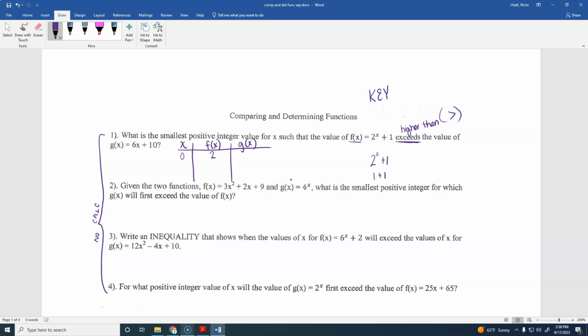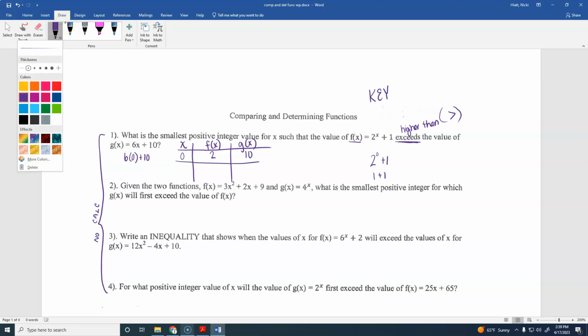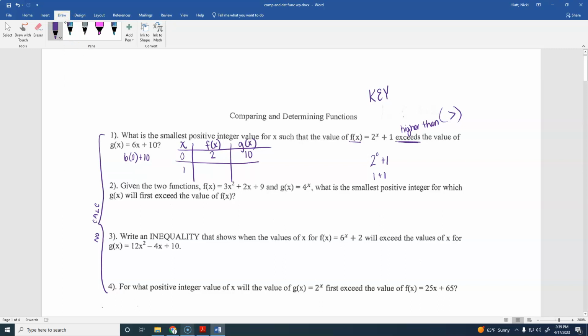A lot of people would say 1 for that instead, but 2 is correct. And then g of x, if we plug in 0 here, this is 6 times 0 plus 10. 10. Okay. You got the hard part right. Alright, so then if we plug in 1. Okay, we got 6 times 1. Oh wait, I'm plugging in the wrong thing. 2 to the first power plus 1. What's that going to give me? 3. So I got 3 here.